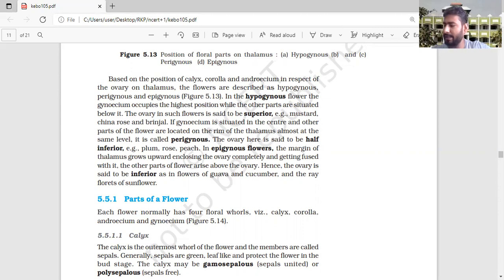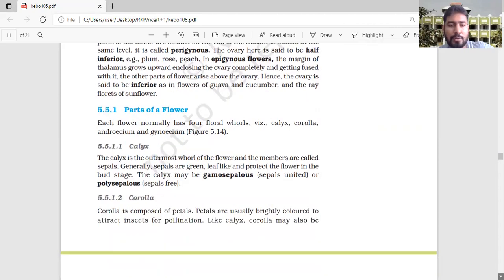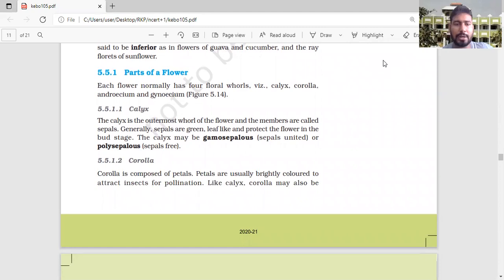Today I will talk about the parts of a flower. You know the parts of a flower very well. They have four different parts. Basically, two are accessory and two are major or reproductive. Now we are going to talk about the parts of the flower, so let's look at it.